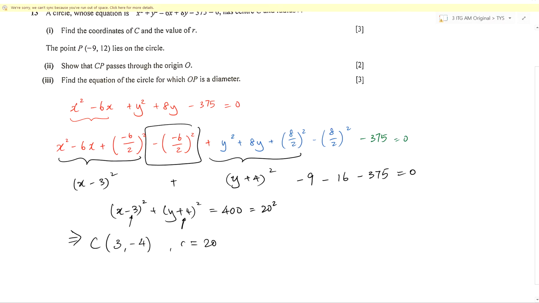Okay, now in part 2, they tell us that the point P lies on the circle. Whenever the question tells us that a point lies on a line, lies on a graph, lies on anything, you have to realize that they're telling you to substitute this into the equation. In this case, it is the equation of the circle. If they tell you that a point, negative 9, 12, lies on a parabola, then you have to substitute it into the equation for the parabola. If they tell you it lies on a straight line, then you have to substitute this point into the straight line equation.